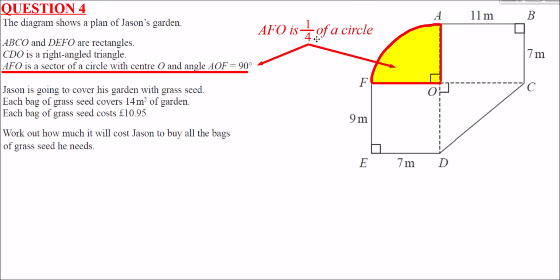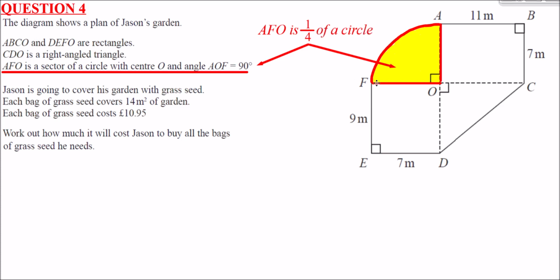So what we need to remember now is how to work out the area of a full circle. Well, the area of a circle you need to know is pi times its radius squared. So we need to know the radius of this quarter circle. Well, we're told the centre of the circle is O, which is here, and obviously F is the edge. So from O to F is the radius.